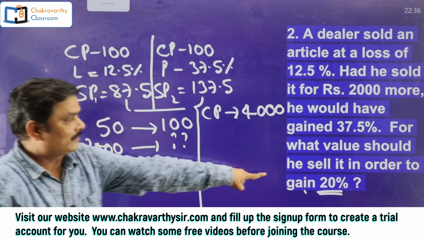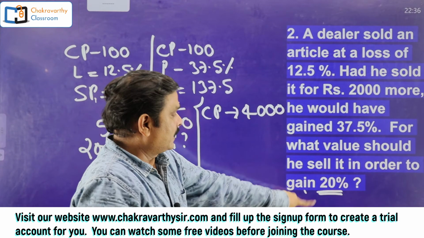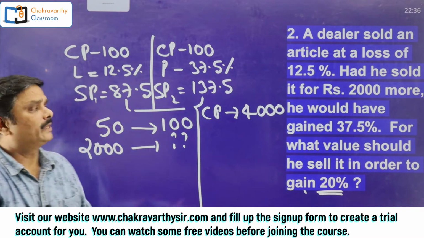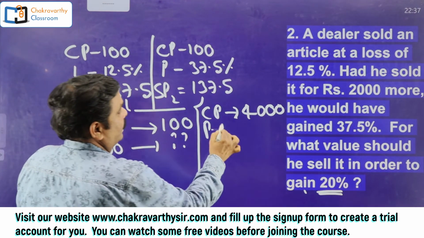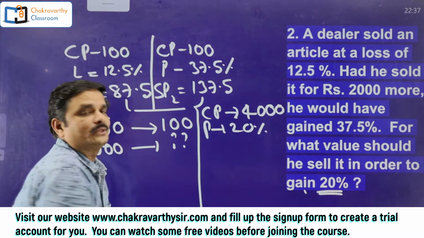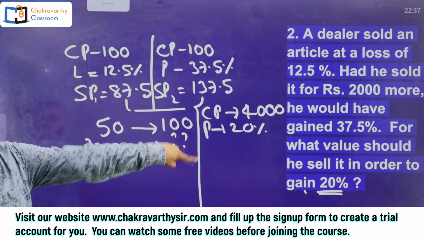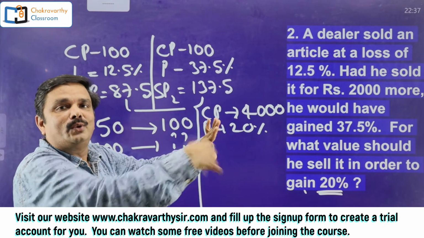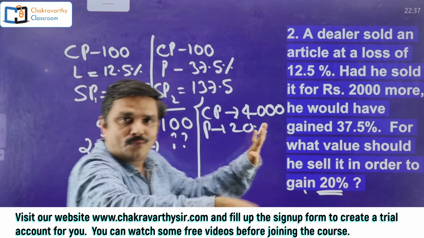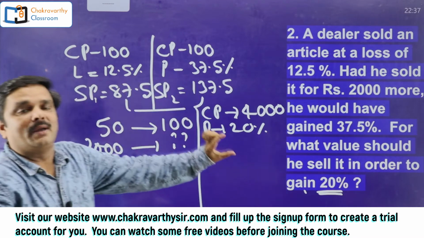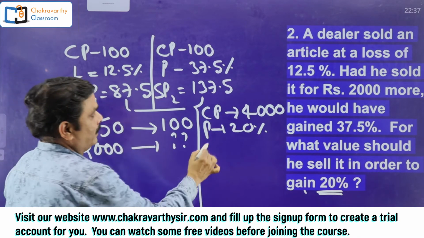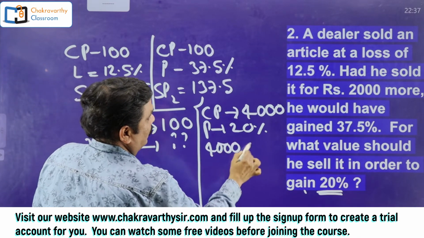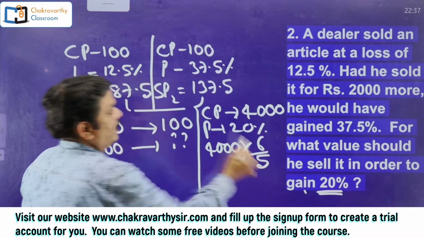Now here they are asking for how much he has to sell in order to gain 20%. Now this is the cost price, profit is 20%. What should be the fraction here? 20% means that is 1 by 5. 1 by 5 means 1 is profit, 5 is cost price. So you need to add that one, because I need to go for the selling price. So 1 by 5, 5 plus 1, that is 6. So finally 4000 into 6 by 5 is my final answer.